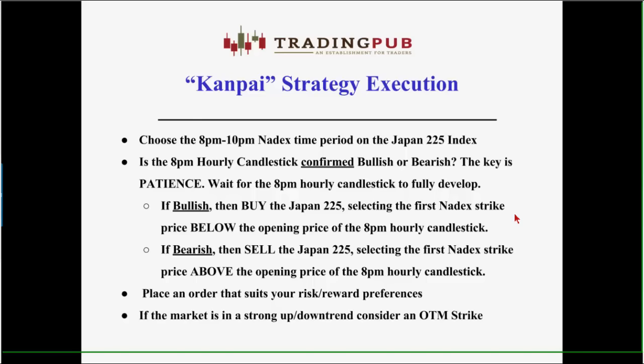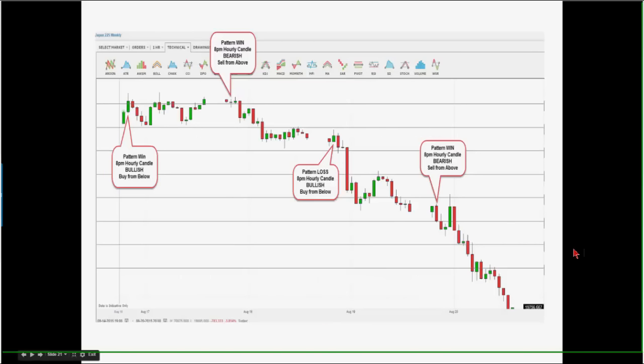Lately, I've been using 70%, where I risk $70 to make $30 for an in-the-money trade on those. And if the market is on a strong up or downtrend, I'm also going to consider an out-of-the-money strike on that. As soon as I know it is taking off, I'll try to see if I can risk $20 to make $80.